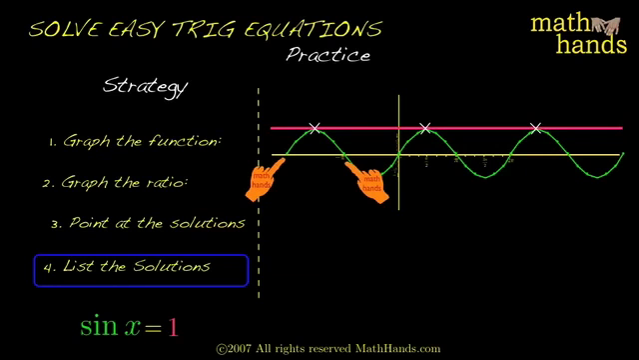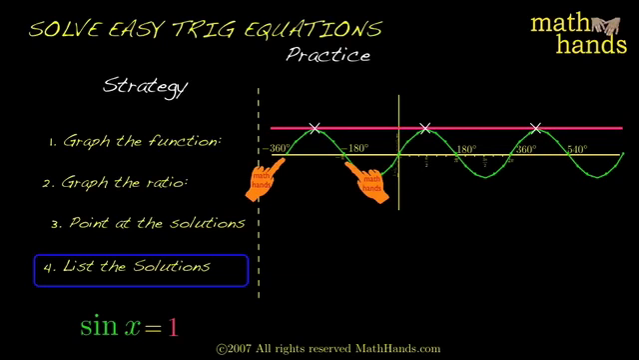To list them, what we want to do is look at their position with respect to the rest of the graph. For example, this one's right smack in the middle of these 2 points. If we can figure out what those 2 points are, then we can figure out which point is right smack in the middle of them. As a matter of fact, I think those 2 points are negative 360 and negative 180.